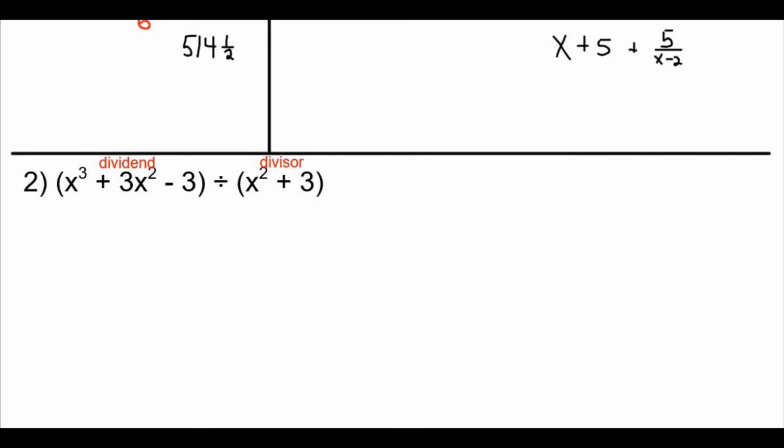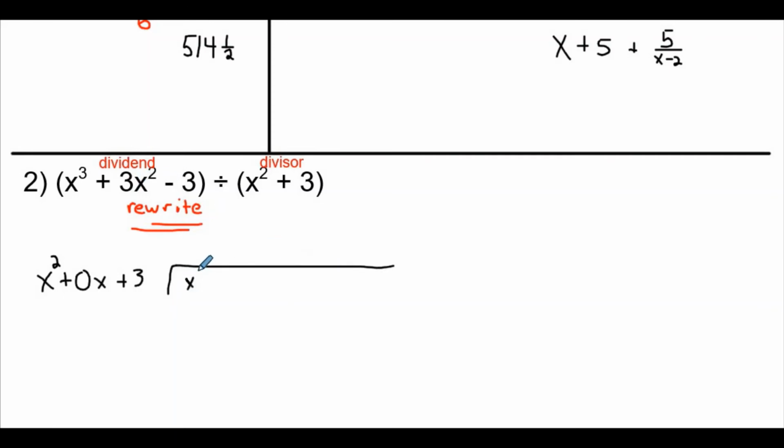So the first thing you're going to have to do is rewrite the problem to include the missing terms. And you could rewrite it at the beginning if you want, or you can just do it when you divide. So I'm going to rewrite the divisor as x squared plus 0x plus 3. And yes, you have to do that because things won't line up otherwise. Then I'm going to divide that into, notice I'm missing the x to the third power plus 3x squared plus 0x minus 3.